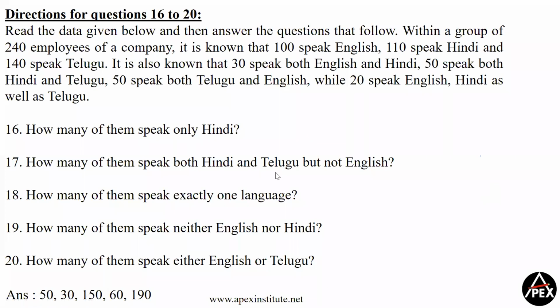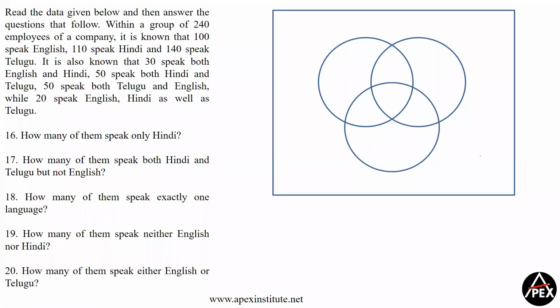Okay. Let's see. Now, in this question, we have a total of 240 employees of a company. So this outer region represents the company which has 240 employees. It is known that 100 speak English. So let me consider this circle represents the people speaking English. This represents the people speaking Hindi, and this represents people speaking Telugu.